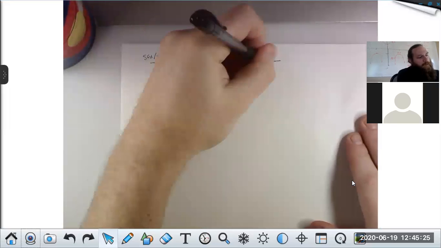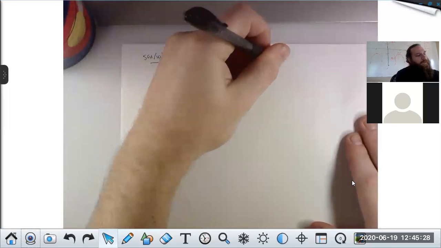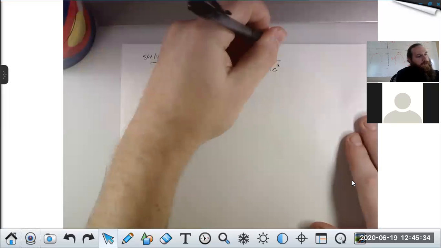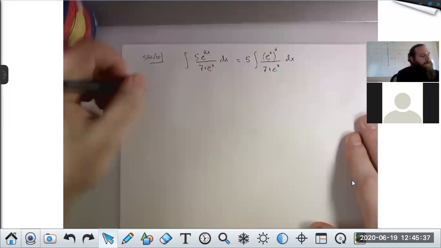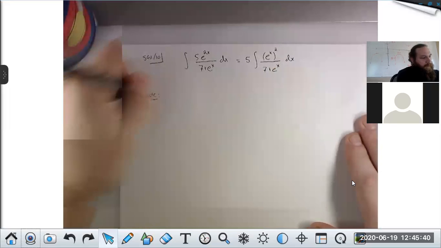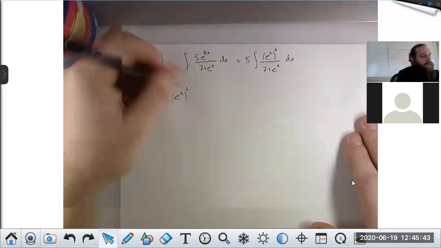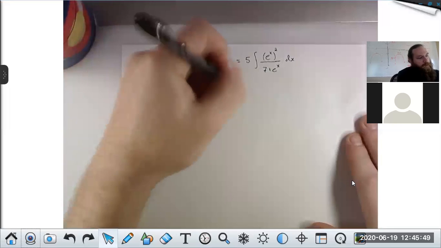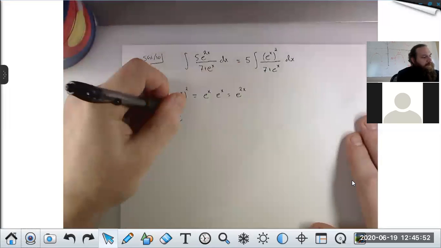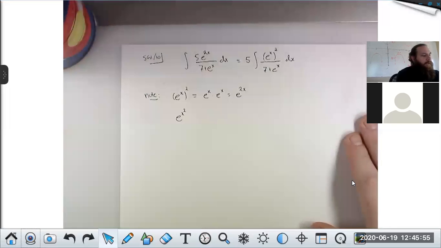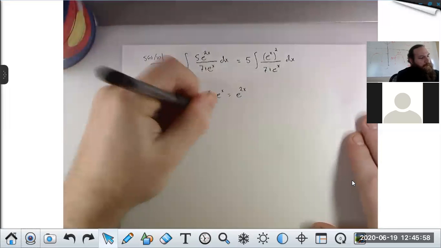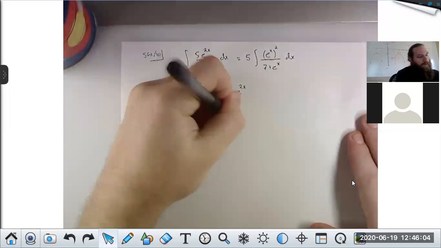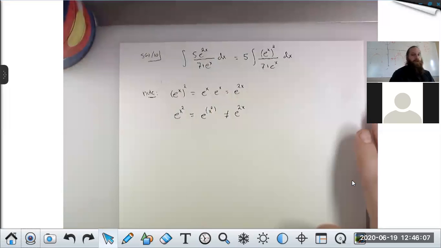I'll leave the denominator alone. But if you look at the numerator, e to the 2x, that's the same as e to the x squared, like this. And an important note, e to the x squared, like this, always means e to the x times e to the x, which is e to the 2x. E to the x squared without parentheses always means e to the parentheses x squared, like this, which is very, very different from e to the 2x. So this is a notation thing.